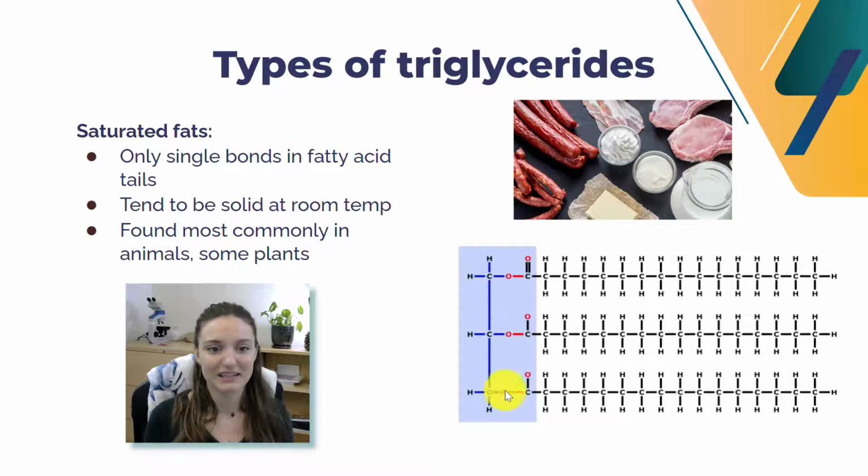I want us to worry about is being able to identify this is a glycerol molecule, these are fatty acid tails, and being able to look at it and see, are there double bonds here in these tails? No. Okay, so that means it's a saturated fat.